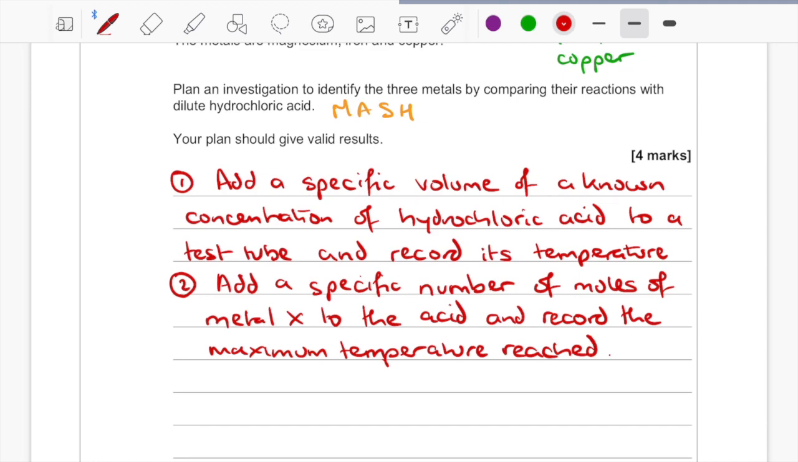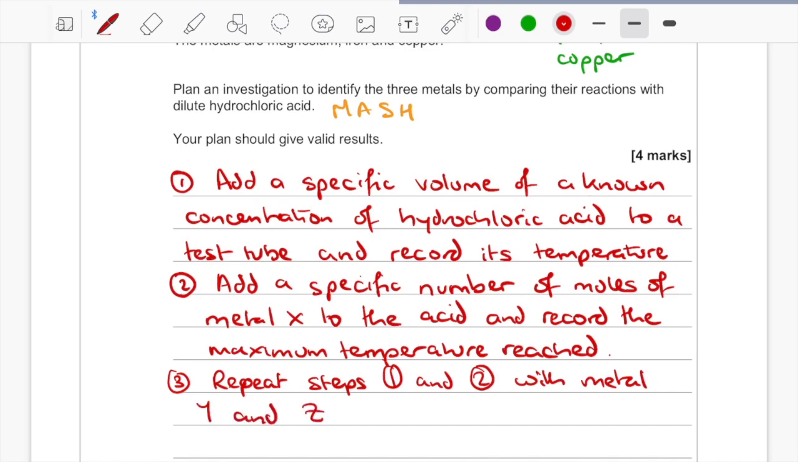So the reaction takes place, and you're recording the maximum temperature reached. Then we're going to repeat steps 1 and 2 with metals Y and Z, using the same volumes, the same volume, concentration. So volumes, concentrations, and mass and number of moles, sorry.